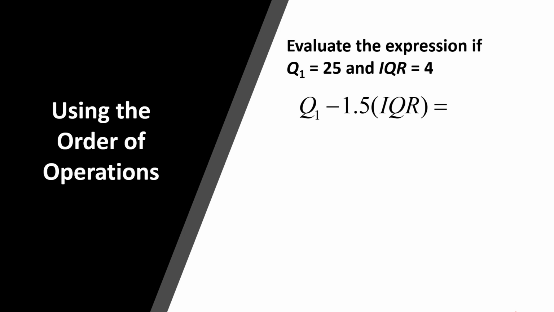Let's substitute the values that we know. Q1 is 25 minus 1.5 times the IQR, which is 4. We multiply before we subtract, so 1.5 times 4 is 6. So what is 25 minus 6? Well, that would be 19.